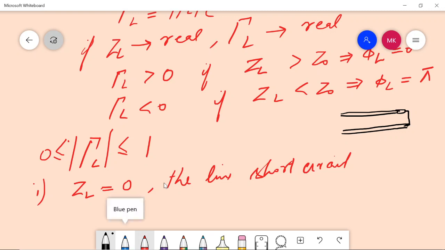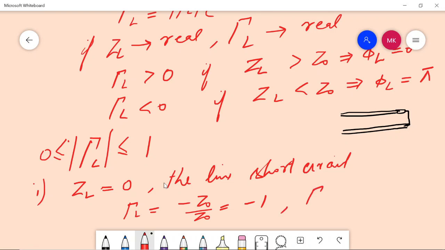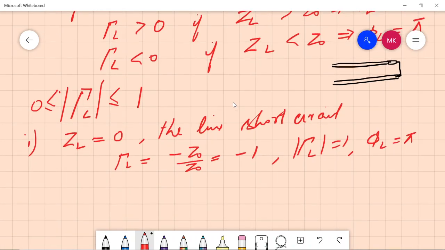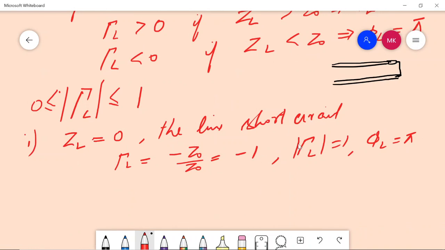In that case, what will happen? The gamma L will become minus Z naught over Z naught, which will be equal to minus 1. The magnitude will be 1, and phi L equals pi or minus pi. So when you short circuit the line, the reflection coefficient at this point will become minus 1.